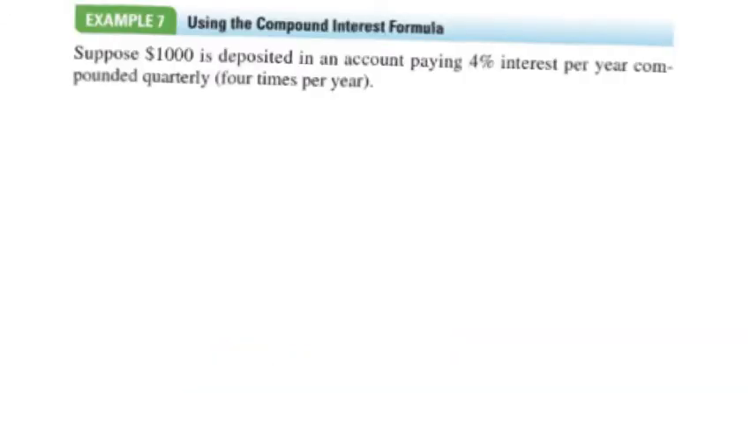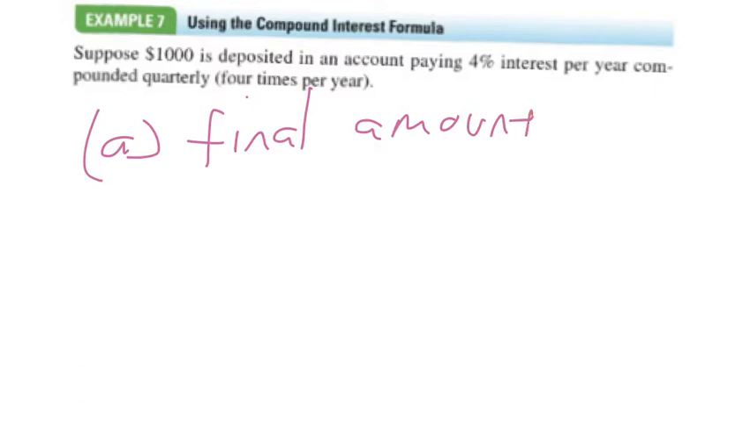Alright, so here's an example. It says, suppose $1,000 is deposited into an account paying 4% interest compounded quarterly. First thing I want to know is, what's the final amount after 4 years?